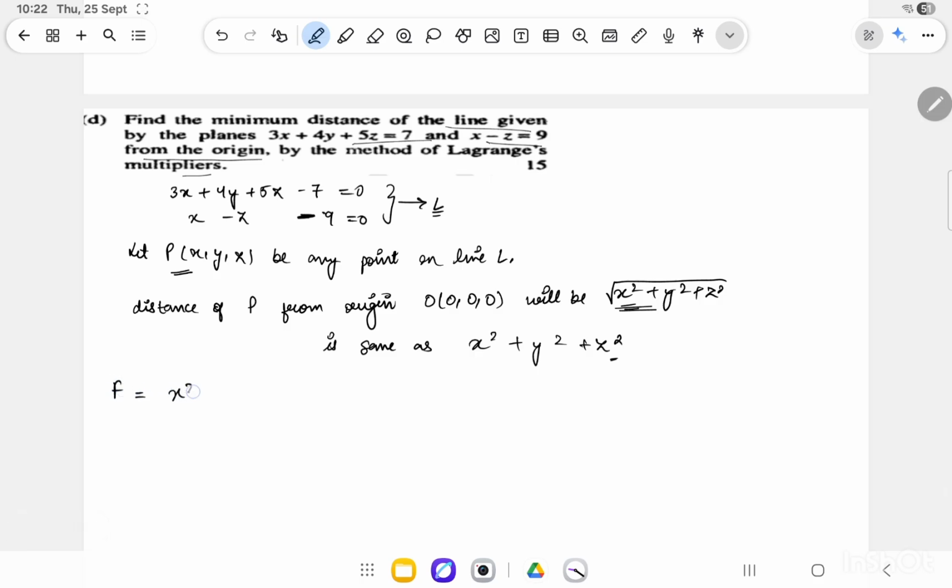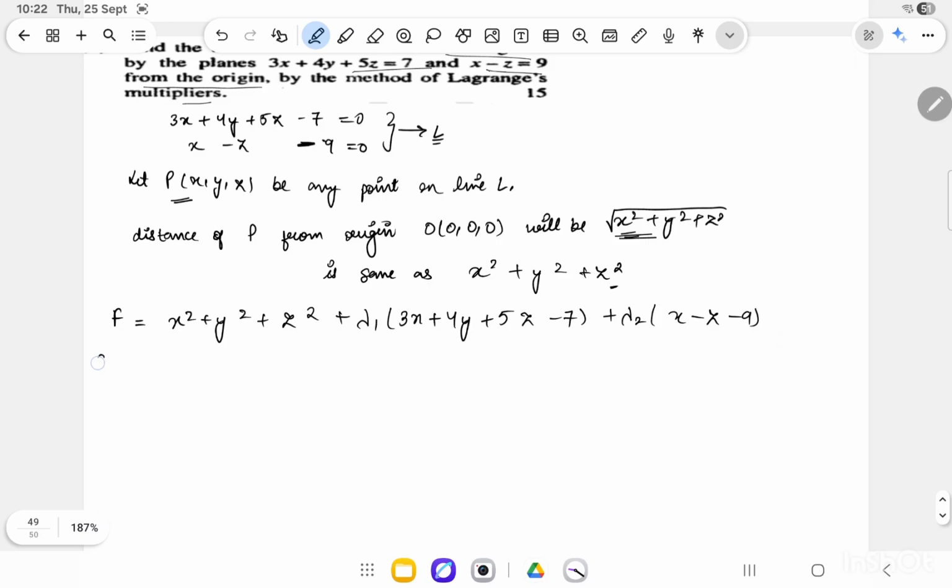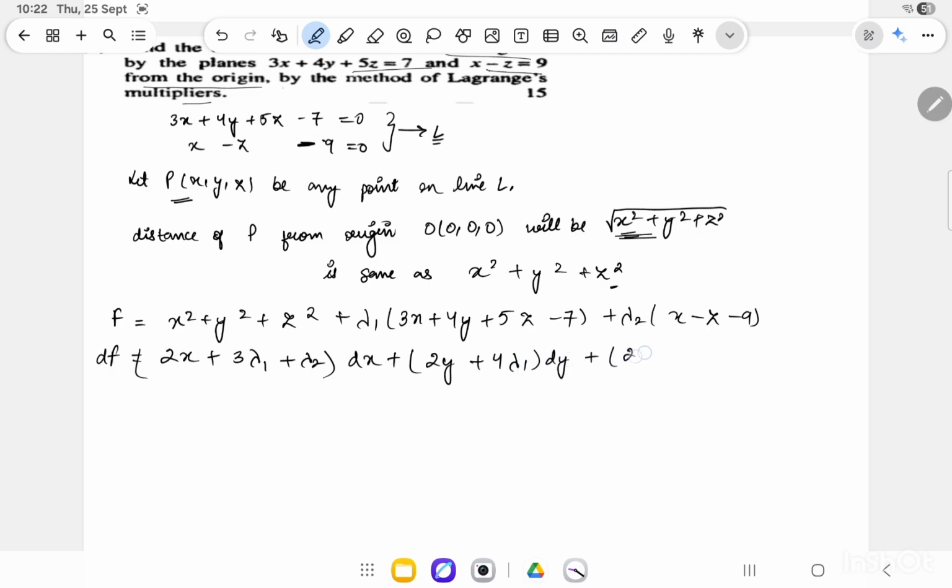So let's see what will be our function f. That will be x square plus y square plus z square plus lambda 1 into 3x plus 4y plus 5z minus 7 plus lambda 2 into x minus z minus 9. Now if I just take its total derivative, that will be 2x plus 3 lambda 1 plus lambda 2 into dx plus 2y plus 4 lambda 1 into dy plus 2z plus 5 lambda 1 minus lambda 2 into dz.